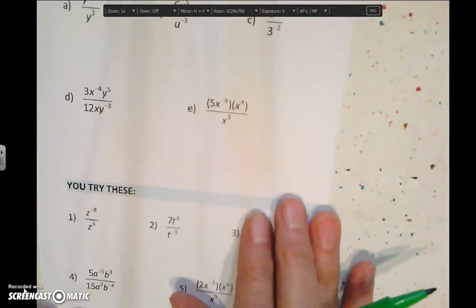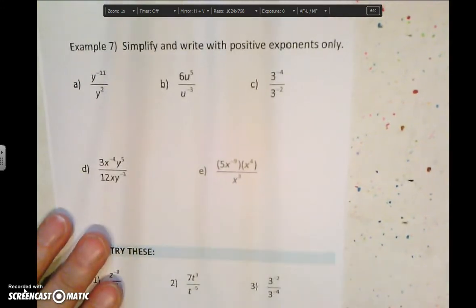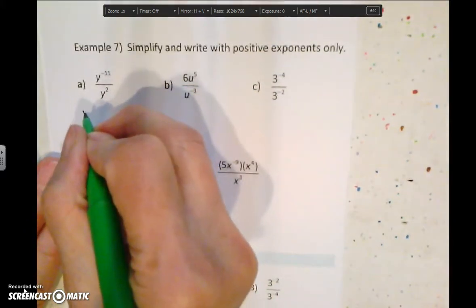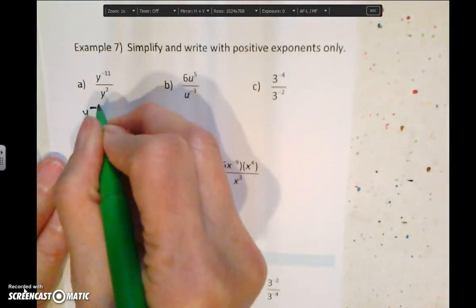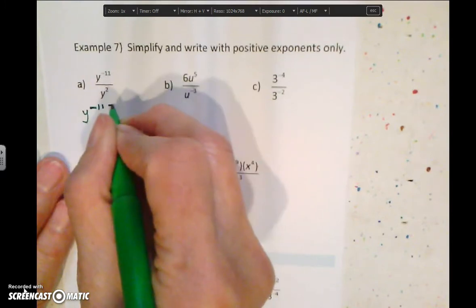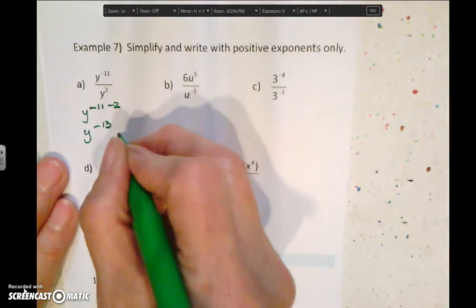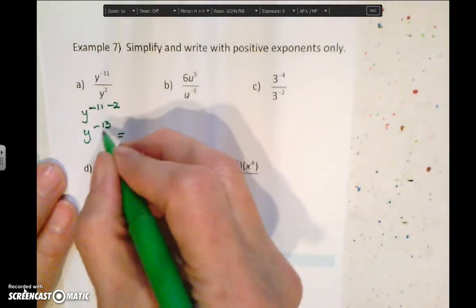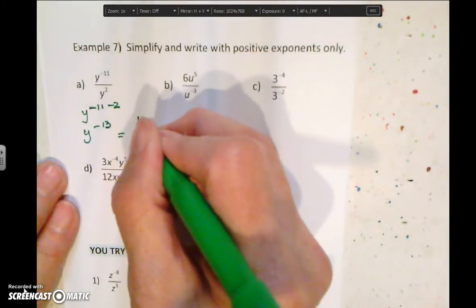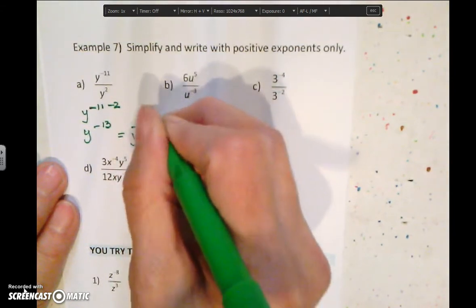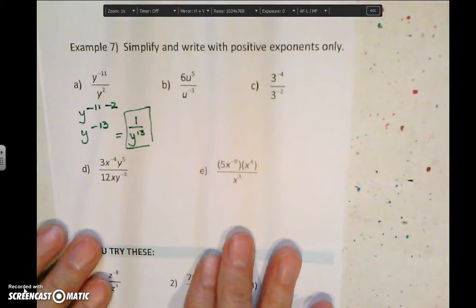All right, so example 7 here, I have y to the negative 11th over y squared. So I'm going to use the quotient rule. So it's y to the negative 11 minus 2. So y to the negative 13th, which is going to be, now to get rid of my negative exponent, I'm going to then drop it to the denominator, and it becomes positive 13.